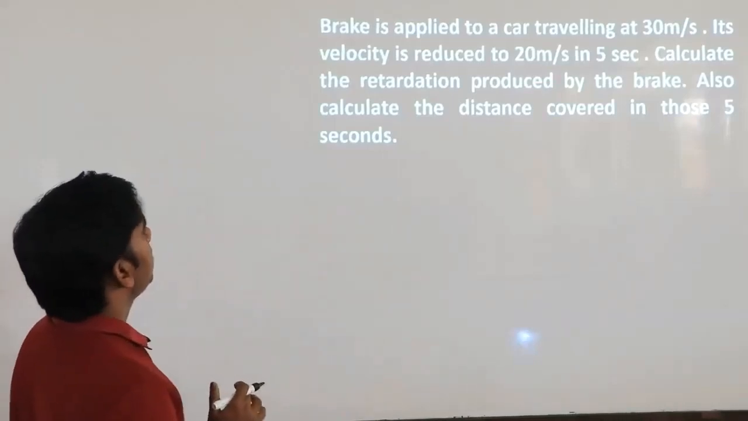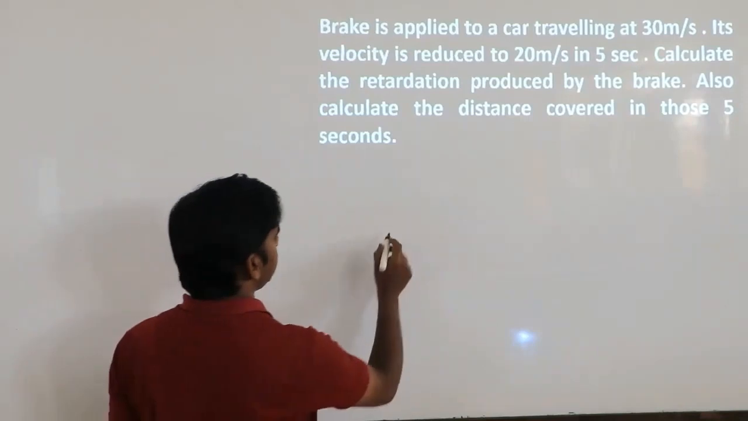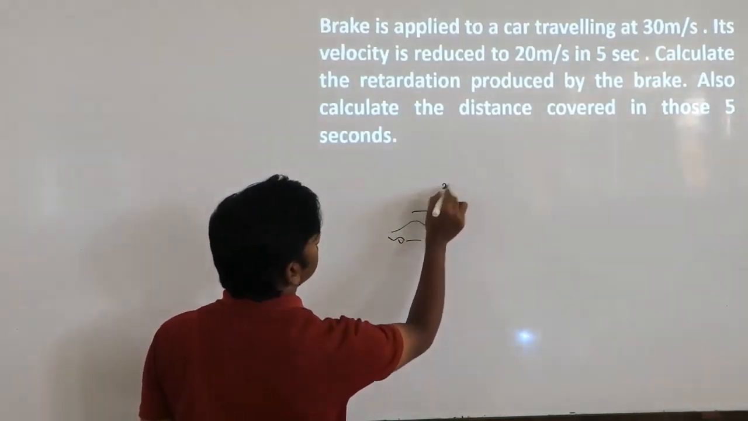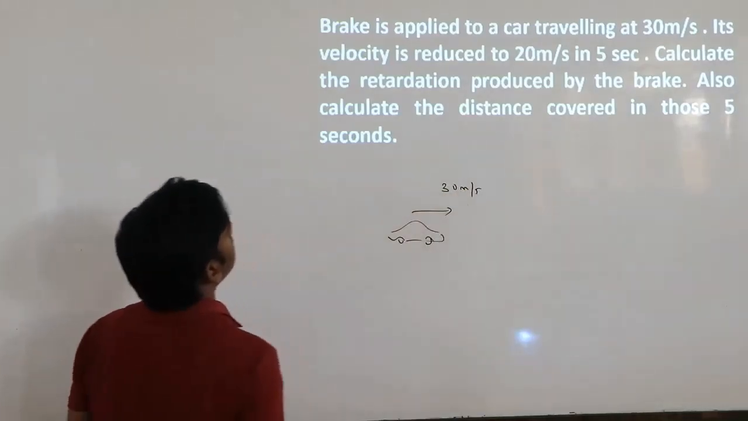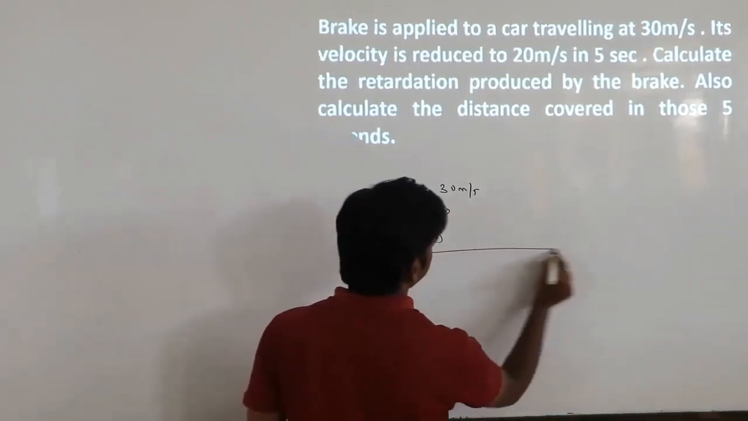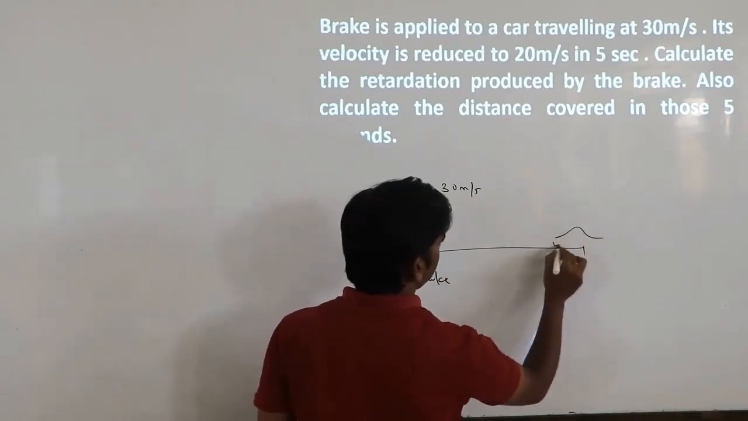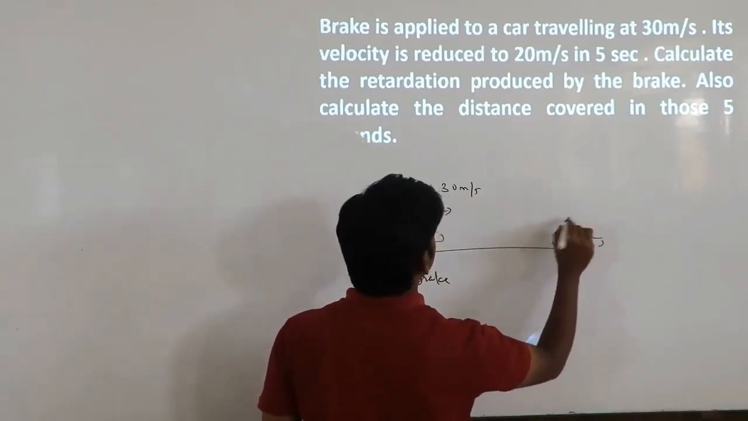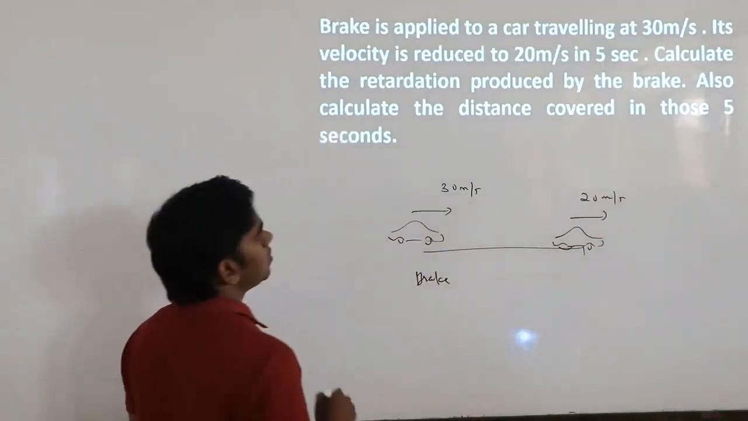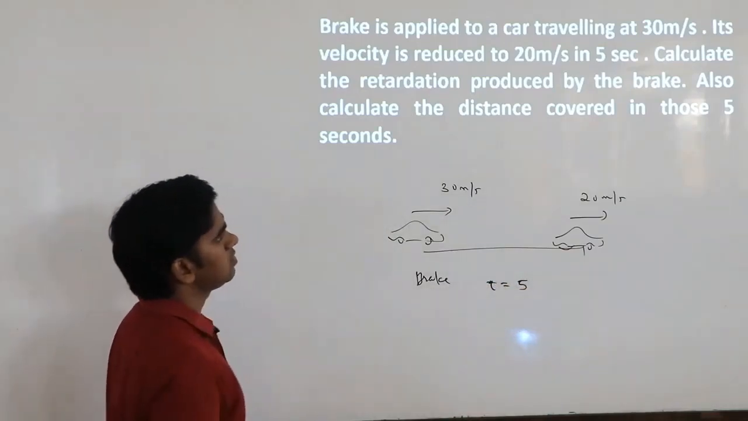So one more simple problem. A brake is applied to a car traveling at a rate of 30 meters per second. So there is a car going with 30 meters per second. Its velocity is reduced to 20 meters per second in 5 seconds. When the brake is applied, its velocity obviously decreases, so it will become 20 meters per second. How much time has it taken? Time taken is 5 seconds.